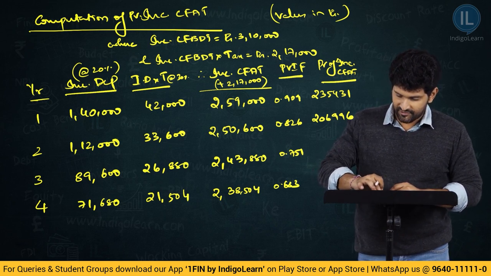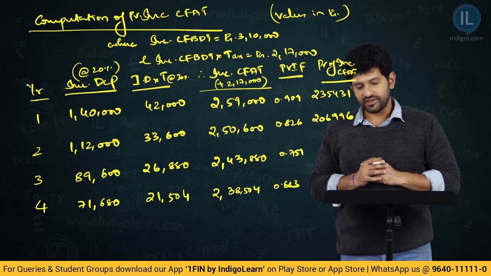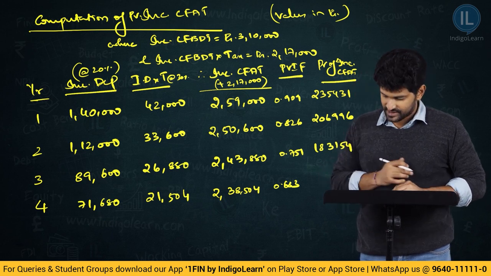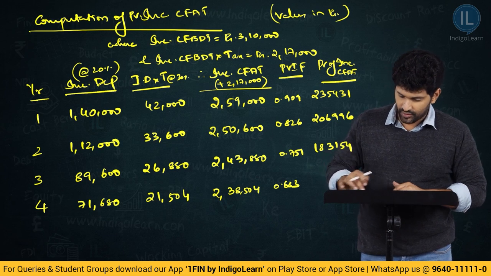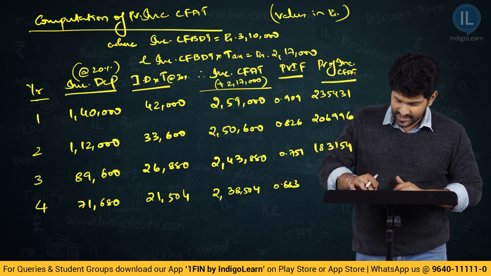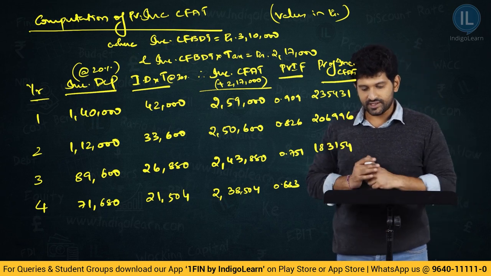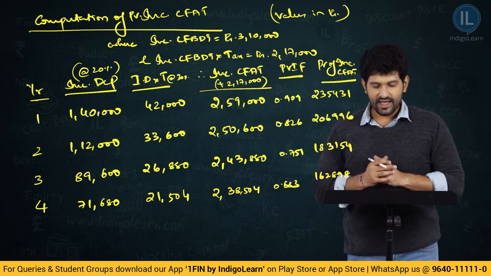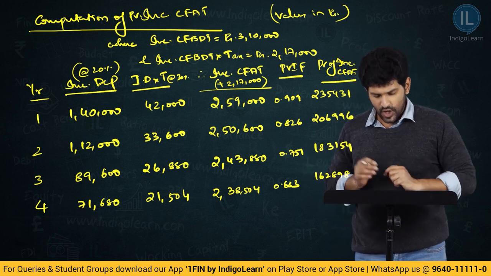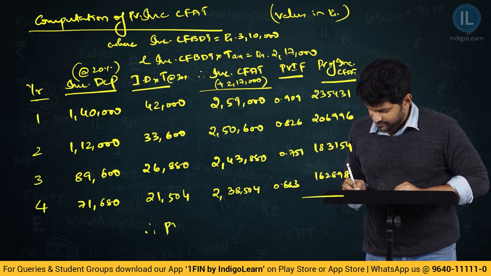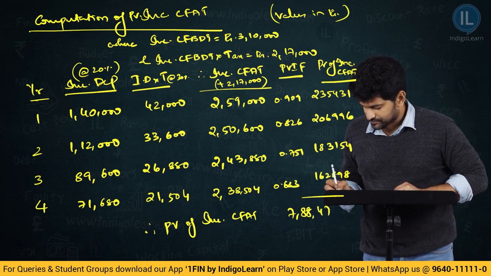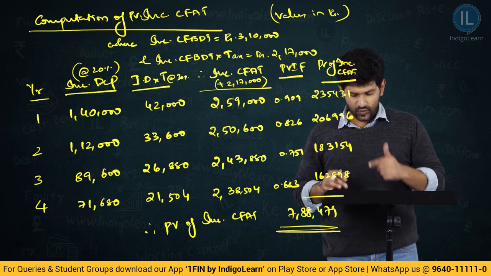2,43,880 into 0.751. That will be 1,83,153.88. So we will call it 1,83,154. M plus, and lastly 2,38,504 into 0.683. That comes to be 1,62,898.2. Therefore 1,62,898. M plus and MRC will give us 7,88,478.7. So we will call it, therefore, the present value of incremental CFAT is 7,88,479. That's all. This is what we wanted to compute.